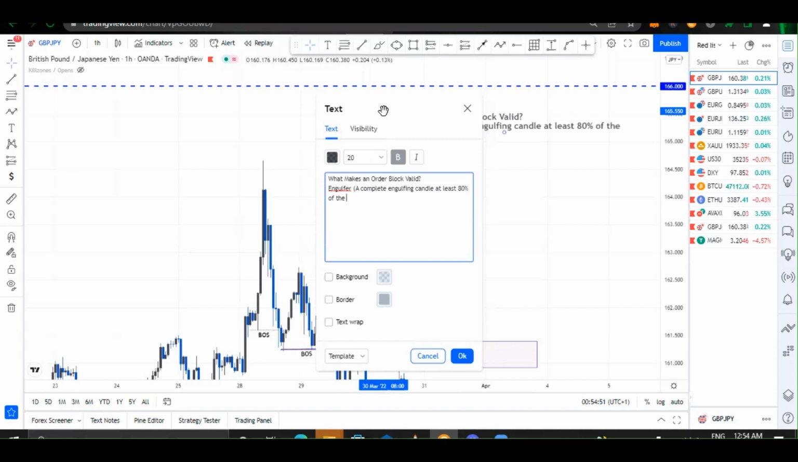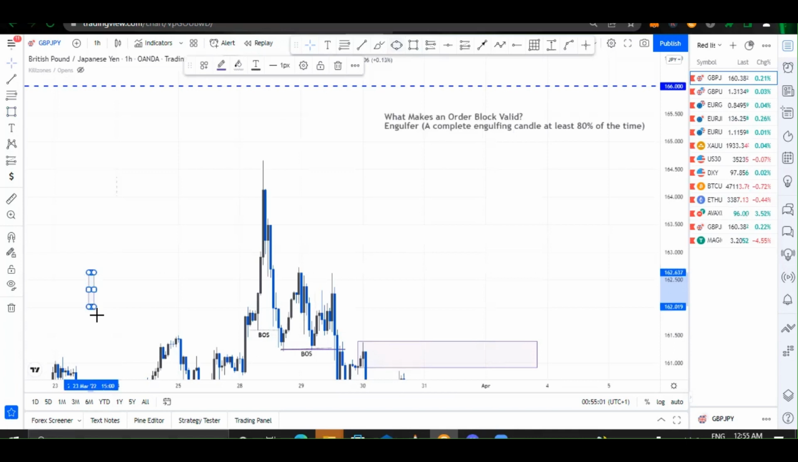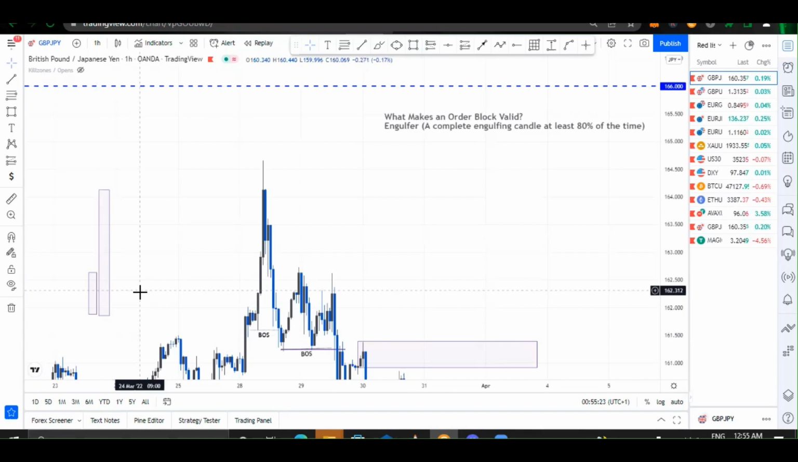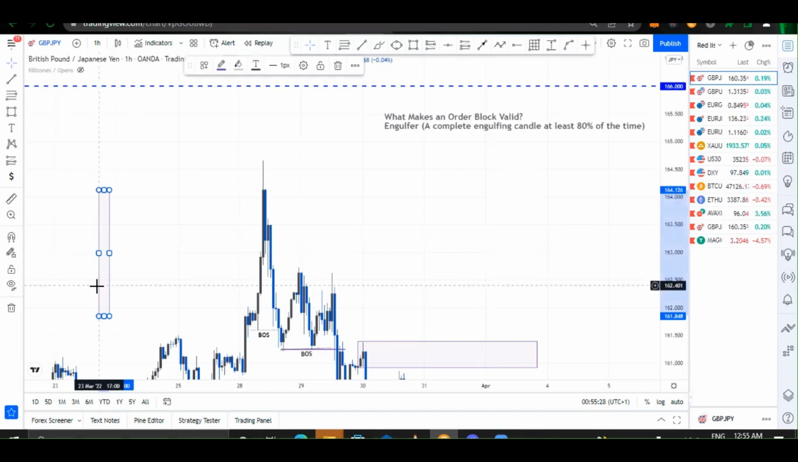Like I showed you, completely engulfing it. The small candle should just be there with wicks and whatever it wants to be with, while the big candle will engulf it, both with the wicks and everything, making it a very, very valid order block right there. So it must be an engulfer, very important. Next.